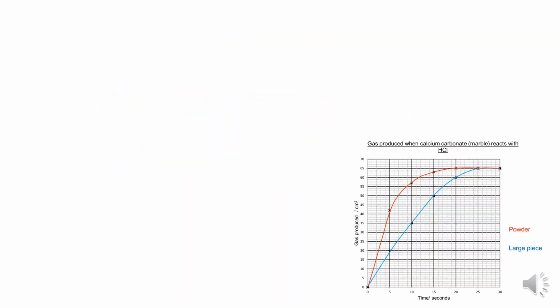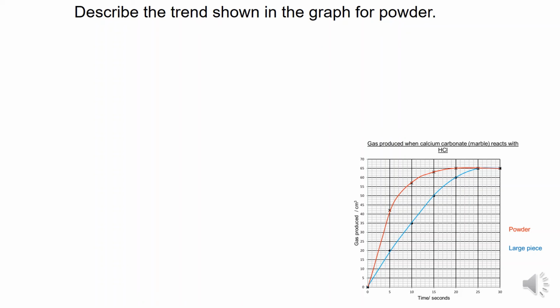Now to finish off, we're just going to have a look at a few different exam questions that could come up on this kind of thing. So here's our graph again at the bottom right. A very simple exam question for this could be, describe the trend shown in the graph for powder, and that might be worth 2 marks. Now the command word describe means say what you see. It's a very basic command word. So have a think about what you might say for 2 marks for this question. Pause and have a go at writing an answer.